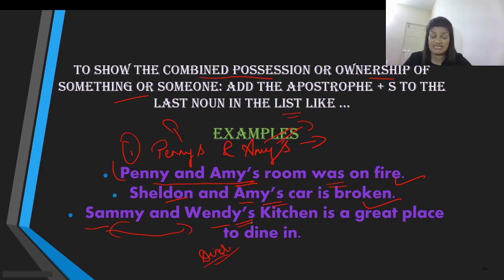Sammy and Wendy's. You wouldn't use it over here. If in case you do, that means that Sammy owns another diner and Wendy owns another diner. But that's not what you're trying to say. You're trying to say that one diner is owned by Sammy and Wendy. Hence, the apostrophe is added at the end, on the name which comes at the end. Even if you have another name over here, let's assume Ben, Sammy, Ben and Wendy, it doesn't matter how many nouns you are using. Supposing the possession is to be shown for all of them together owning one particular thing, then it has to be at the end, or else you can go separately.